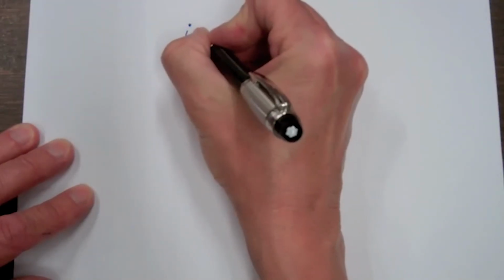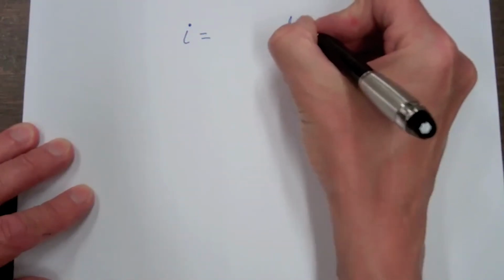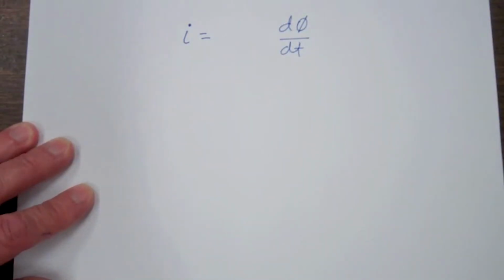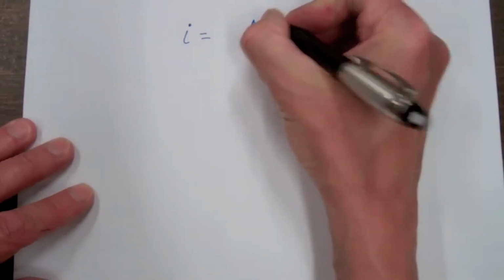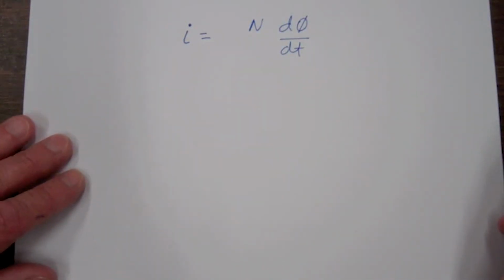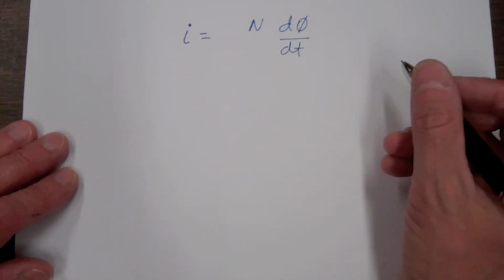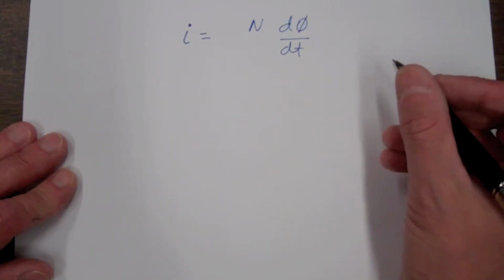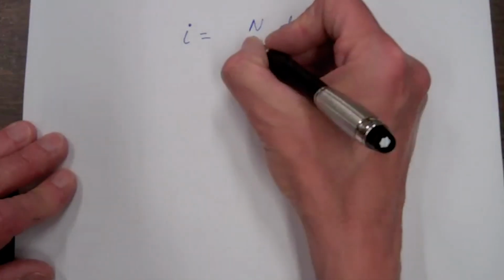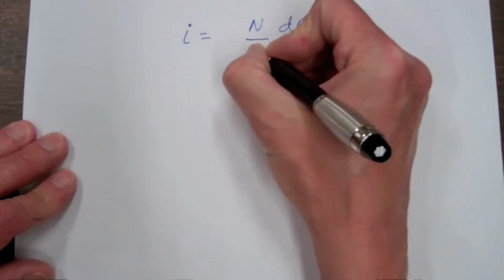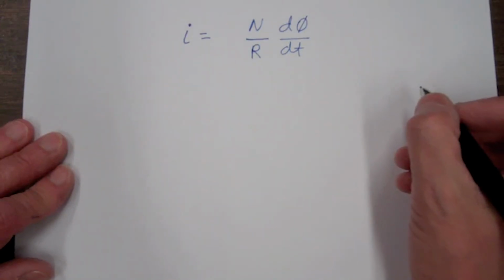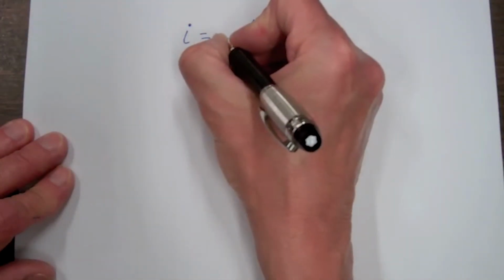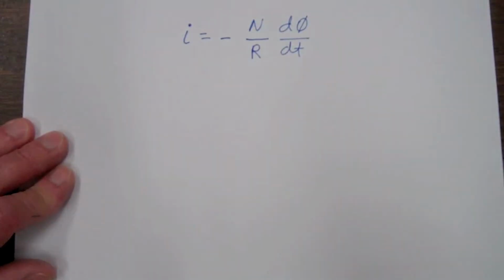Okay, so we saw that the current was proportional to the change in magnetic flux with respect to time inside the coil. We also saw that it was proportional to the number of turns of the coil. If we were able to measure the resistance of the coil and the ammeter, we would also see that the current was inversely proportional to the total resistance of the ammeter and coil. And to complete our equation, I'm going to put a minus sign right here.